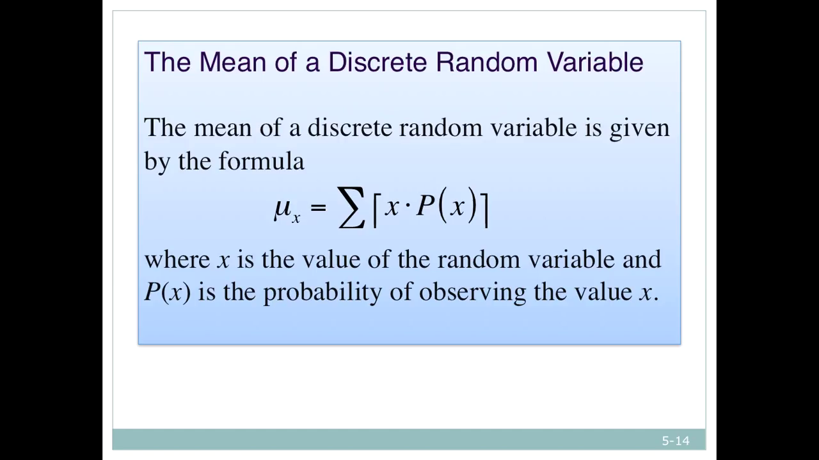Now we have formulas for the mean and standard deviation of a discrete random variable, and the mean is pretty easy to find by hand. I'm also going to show you in just a couple of slides how to find it using StatCrunch as well. But in order to find the mean of a discrete random variable, all we have to do is take the values of x, which are the values of the random variable, and multiply it by the corresponding probability. And once we've multiplied the two, we just add everything together. That's what this summation symbol is here.